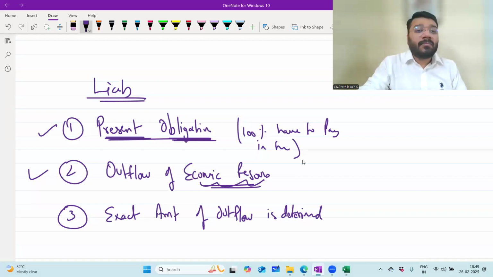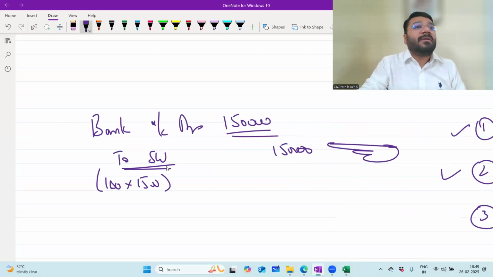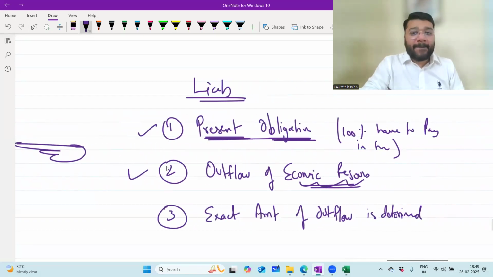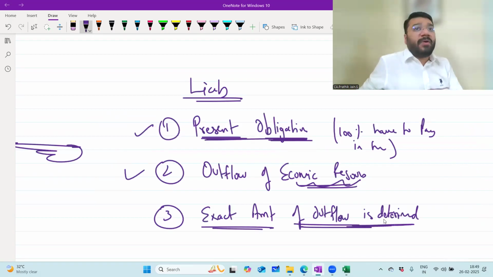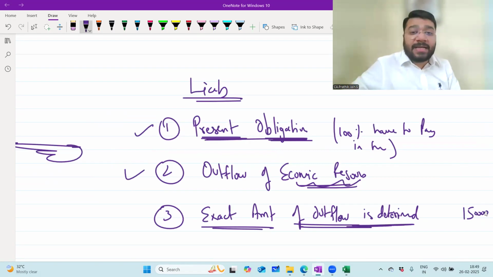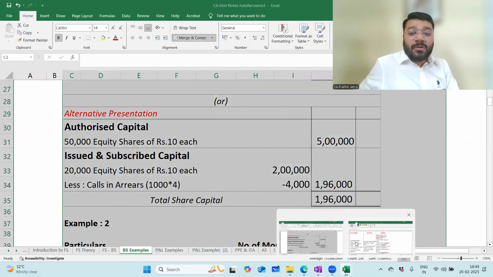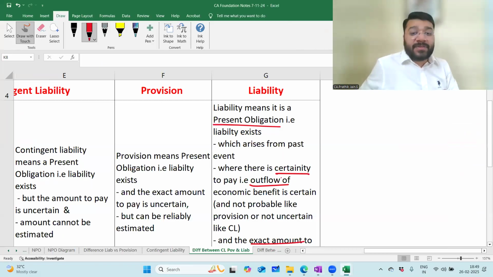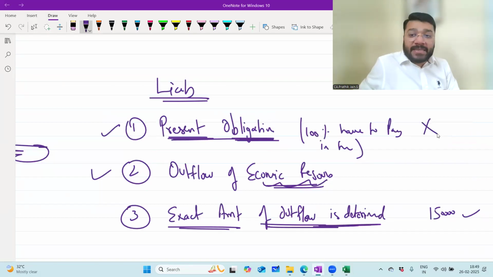Now, in the case of a share warrant, is this share warrant satisfying all three conditions? Exact amount of this transaction, can I say it is calculated? You know it. The exact amount is 1,50,000 rupees. This condition is satisfied. What is the meaning of present obligation? It means the liability is existing, which arises from an event. So is this my liability? Am I going to repay this money back? Present obligation is not there.